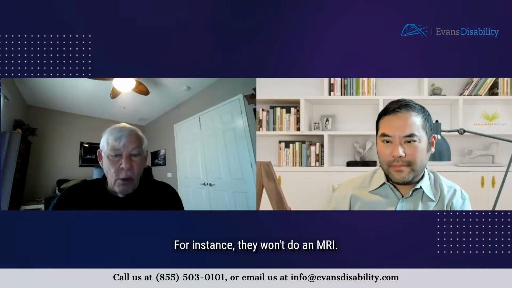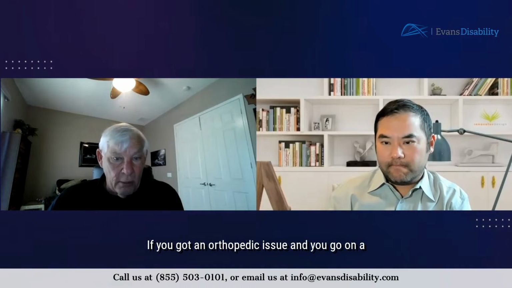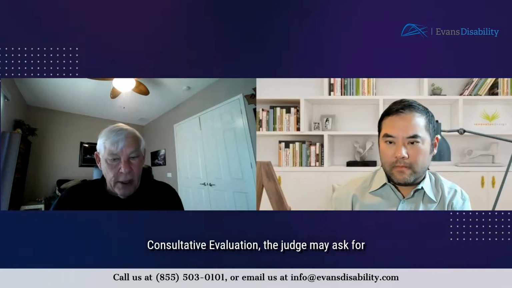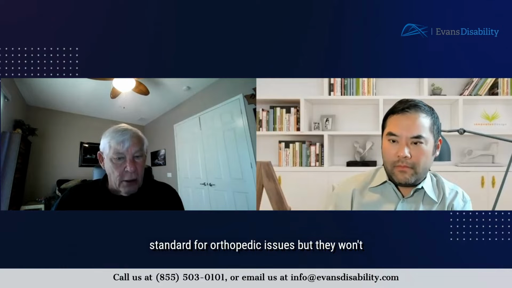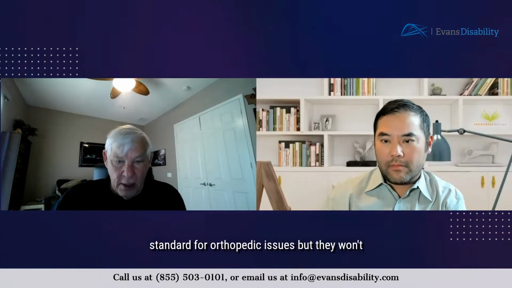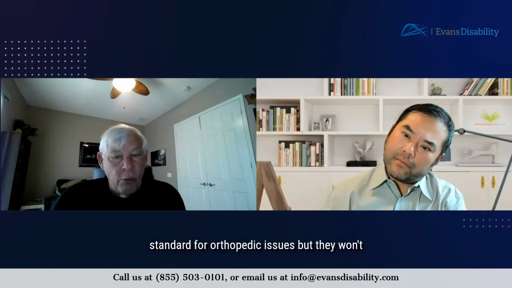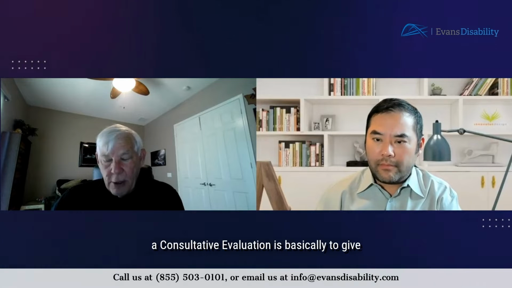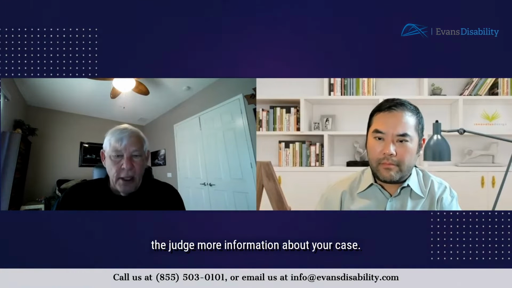For instance, they won't do an MRI. If you've got an orthopedic issue and you go on a consultative evaluation, the judge may ask for an MRI because that's really the gold standard for orthopedic issues. But they won't pay for an MRI, so you're not going to get that. You might be able to get it with your own doctor or with your own insurance, but a consultative evaluation is basically to give the judge more information about your case.